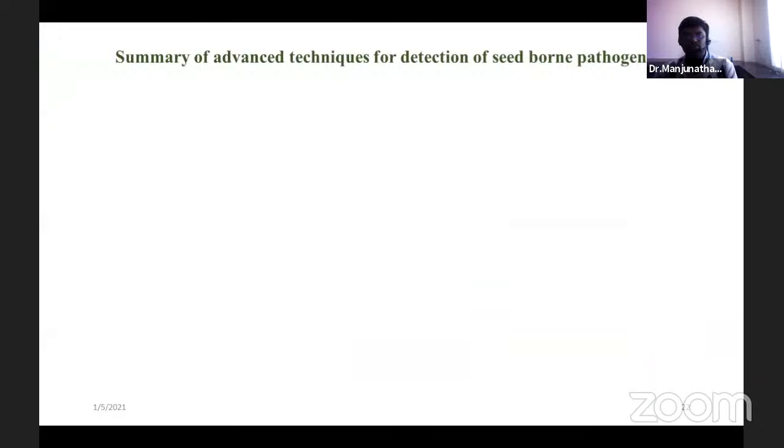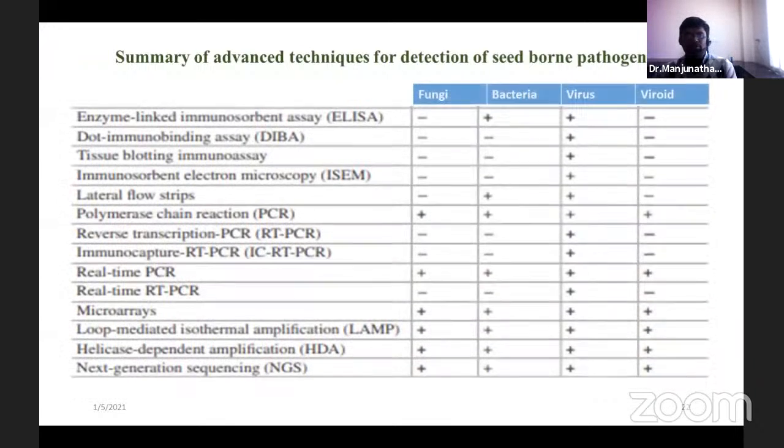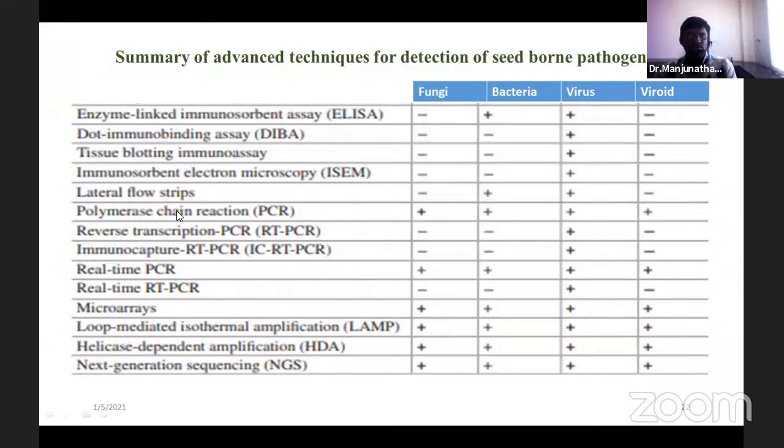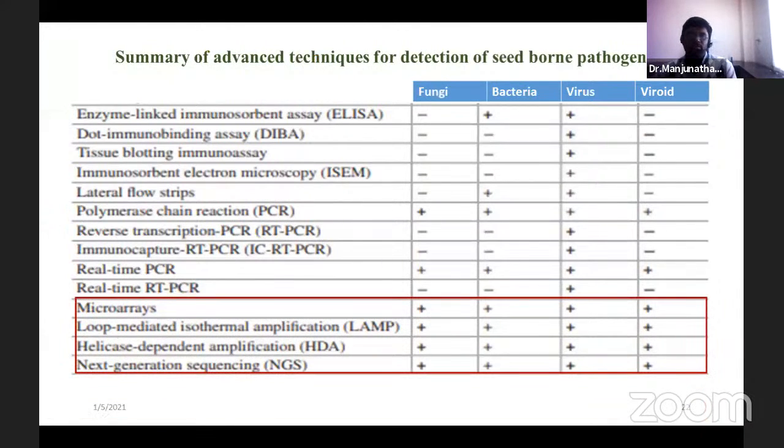So what we can conclude from these advanced techniques, the summary is, we have different serological, molecular and hybridization methods. Most of the methods, especially DNA hybridization, loop mediated amplification, and NGS, are used for the identification of bacteria, viruses, as well as viroids and other pathogens. Almost all serological and molecular methods you can easily employ for the identification of virus present in the seed sample.